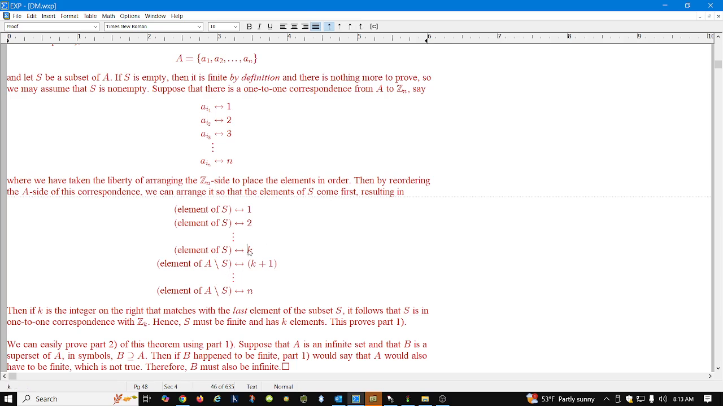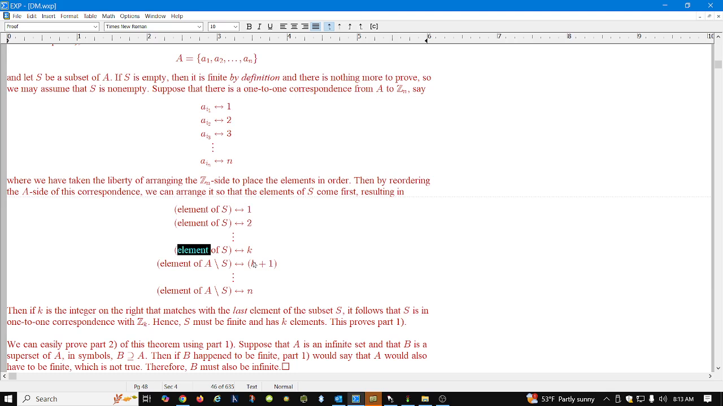Well, if K is the integer on the right that matches with the last element of S, then we could throw out the rest of the pairings, and we would have a one-to-one correspondence between S and Z sub K, telling us that S is both finite and has size K.